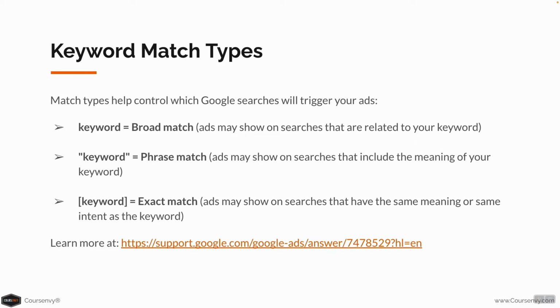Next is phrase match. These are quotes around your keyword. Ads show on searches that include the meaning of your keyword. And finally, exact match, brackets around your keyword. Ads may show on searches that have the same meaning or the same intent as your keyword. So you can learn more at this link about keyword match types.